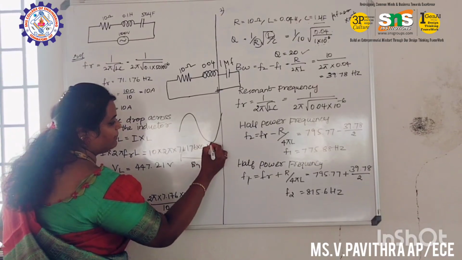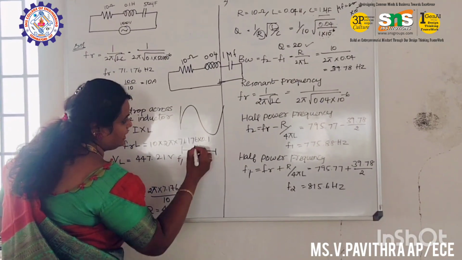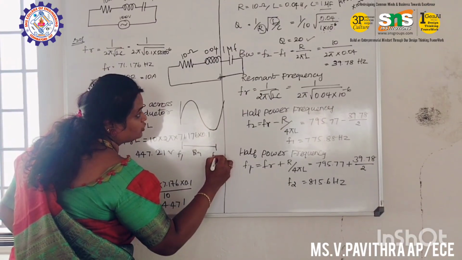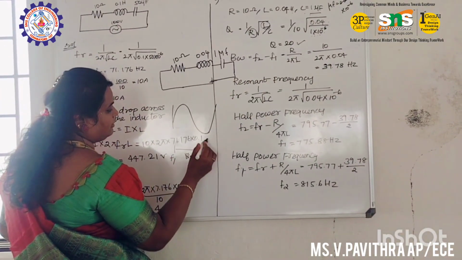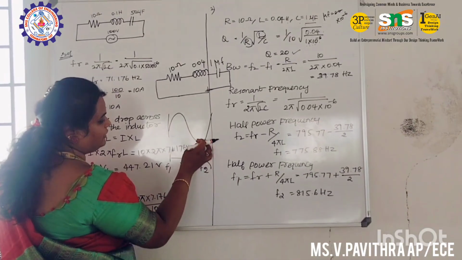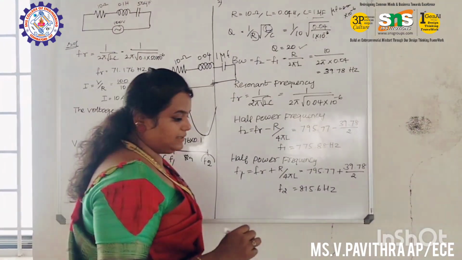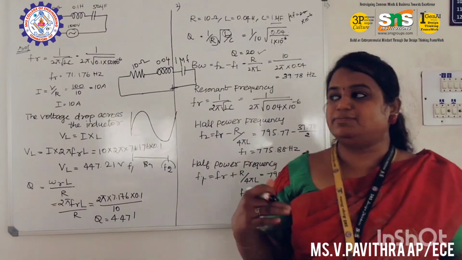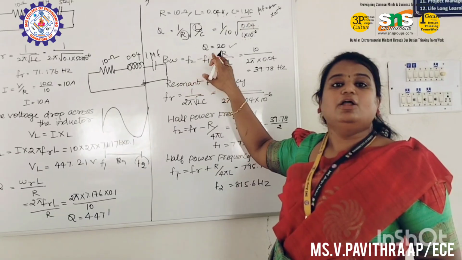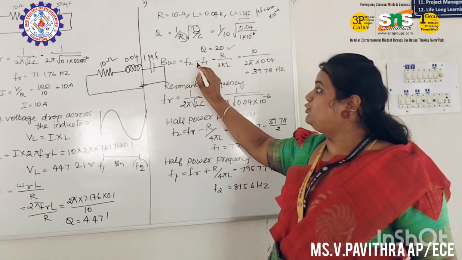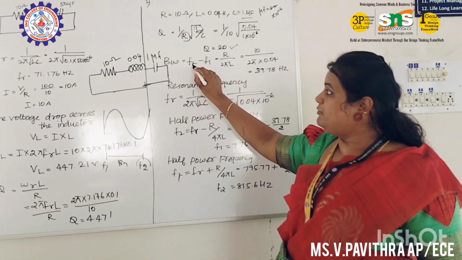So here what is happening? Here we have a higher end, that is F1. Here we have a lower end, F2. So what we have derived is F2 minus F1. To find this bandwidth, we have to find F2 minus F1. So bandwidth is nothing but, by definition, the difference between the higher cutoff frequency and the lower cutoff frequency. So F2 minus F1, but we don't know the formula for F1 and F2.